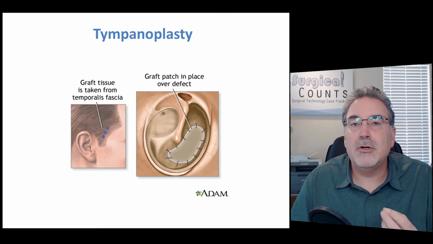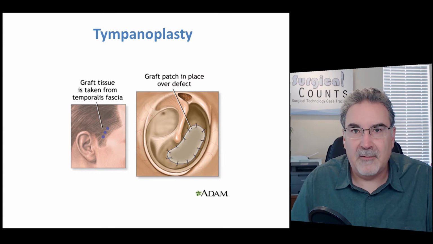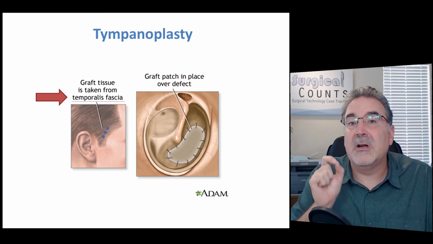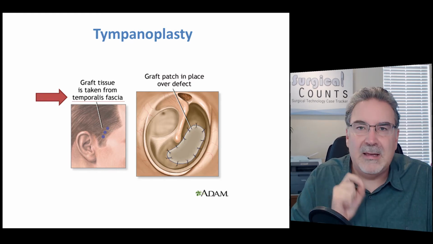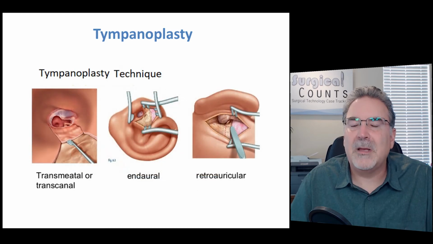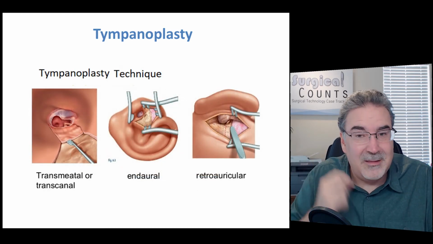And to do so, we're usually going to end up taking a graft from another part of the body, probably the temporalis fascia, which is a little piece of tissue that runs right here in front of the ear. We're going to take that tissue, move it back into the eardrum itself, and suture it into place. Now, getting to the eardrum can be a little tricky. It's kind of deep in there.